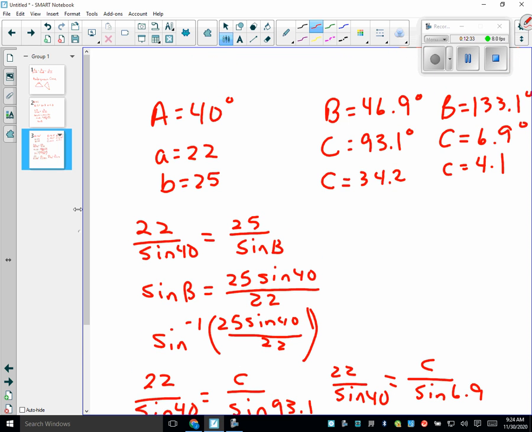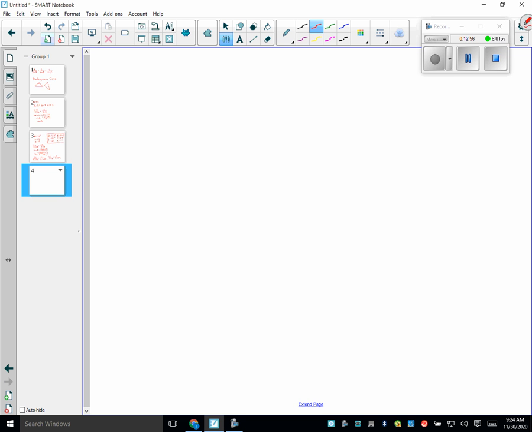So here are my answers, right? We box them. You notice we have one triangle together and the second triangle together. I don't put angle B equals this and this. Two separate triangles. Make sense? Let's go again.